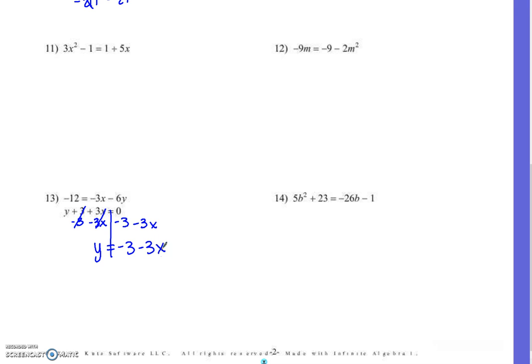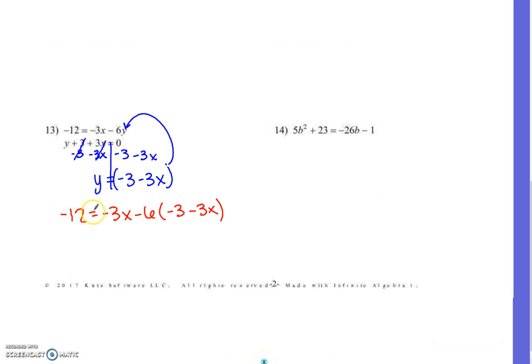Then I'm going to substitute. I'm going to put this whole equation in for that y right there. I'll change colors to show you what I'm doing. So negative 12 equals negative 3x minus 6, but then my y value is negative 3 minus 3x. And then it basically becomes like a linear function, right? We just distribute and solve.